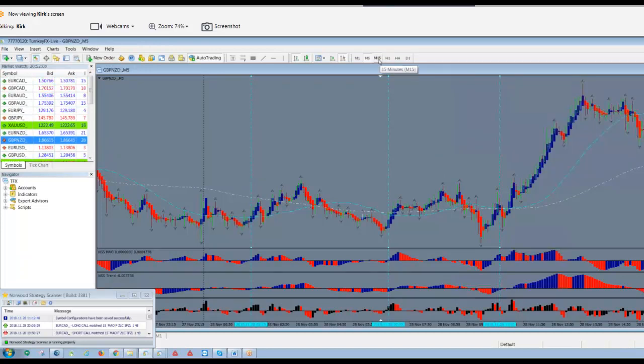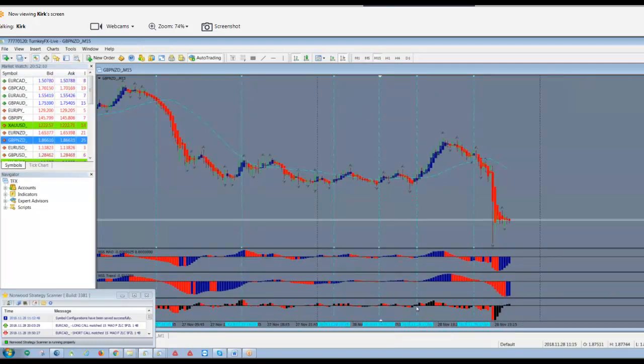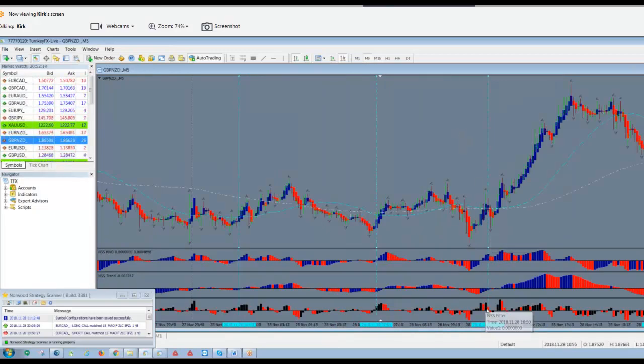This is the 1 hour and 15, so let's go back to the 15, and as you see, it's the fresh cross there. And the 5 minute, the 5 minute has to be probably right here's the best entry.